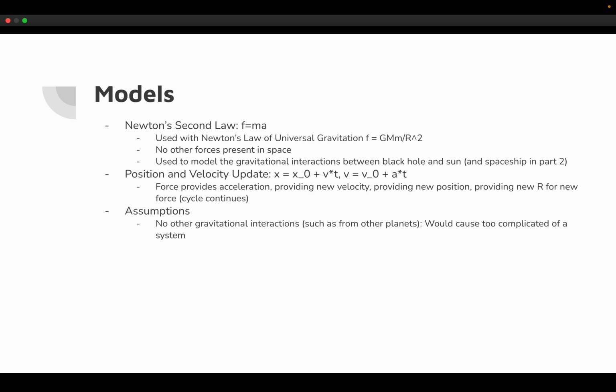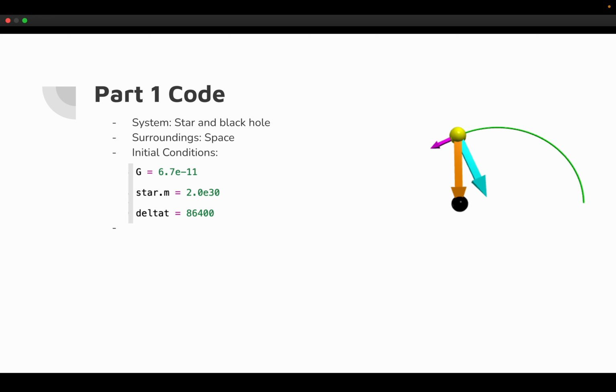For part 1, my system is a star and a black hole. Surroundings are space. Initial conditions come from the mass of the sun, the value of the gravitational constant, and delta t, the number of seconds in a day. From these values, I compute the motion step by step.